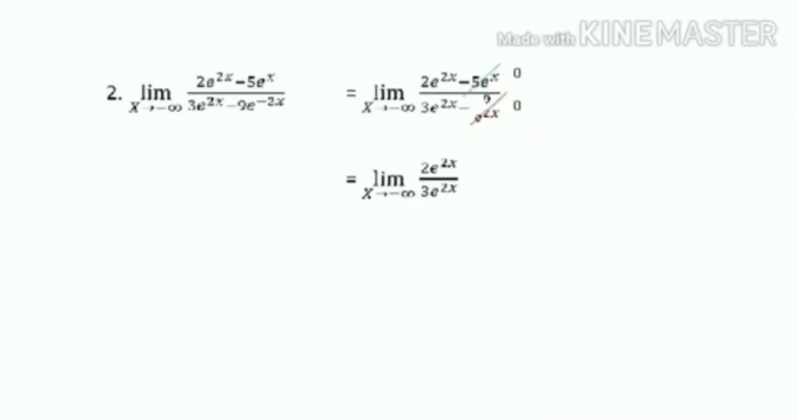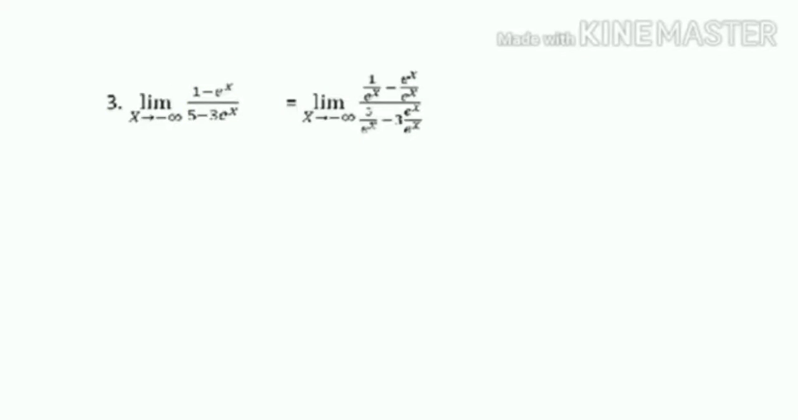What we are going to end up with is f(x) going toward the limit as x approaches negative infinity of 2e to the 2x divided by 3e to the 2x. We figure that those e to the 2x will cancel out, so we will be left with 2 over 3.